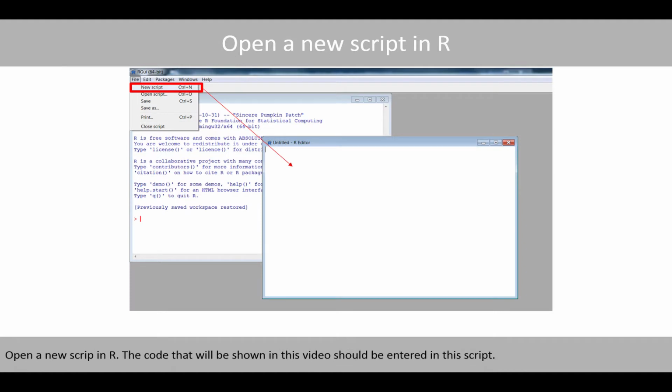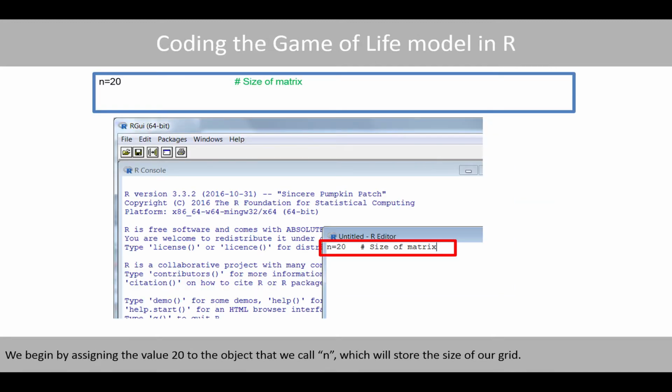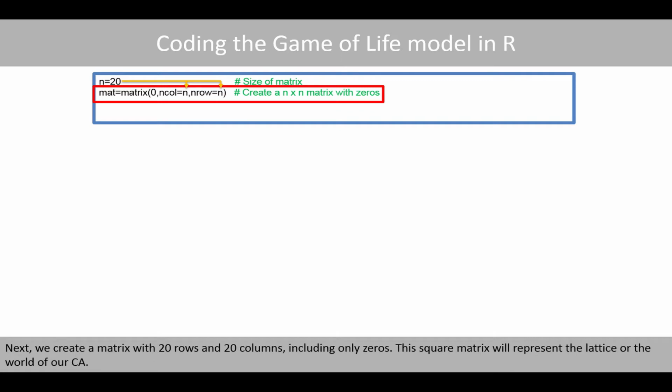So, open a new script in R. The code that will be shown in this video should be entered in this script. We begin by assigning the value 20 to the object that we call n, which will store the size of our grid. Next, we create a matrix with 20 rows and 20 columns, including only zeros. This square matrix will represent the lattice, or the world of our cellular automaton.